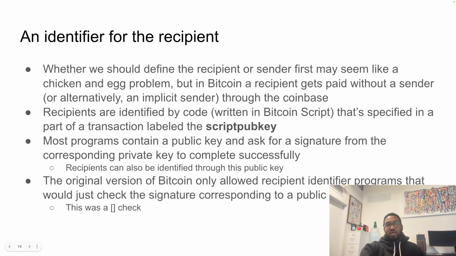So the original version of Bitcoin only allowed recipient identifier programs that would just check the signature corresponding to a public key. This was pay to public key check. I don't remember why I put these little square brackets here. So yeah, this is an identifier for the recipient. Any questions? No? Okay, next slide.